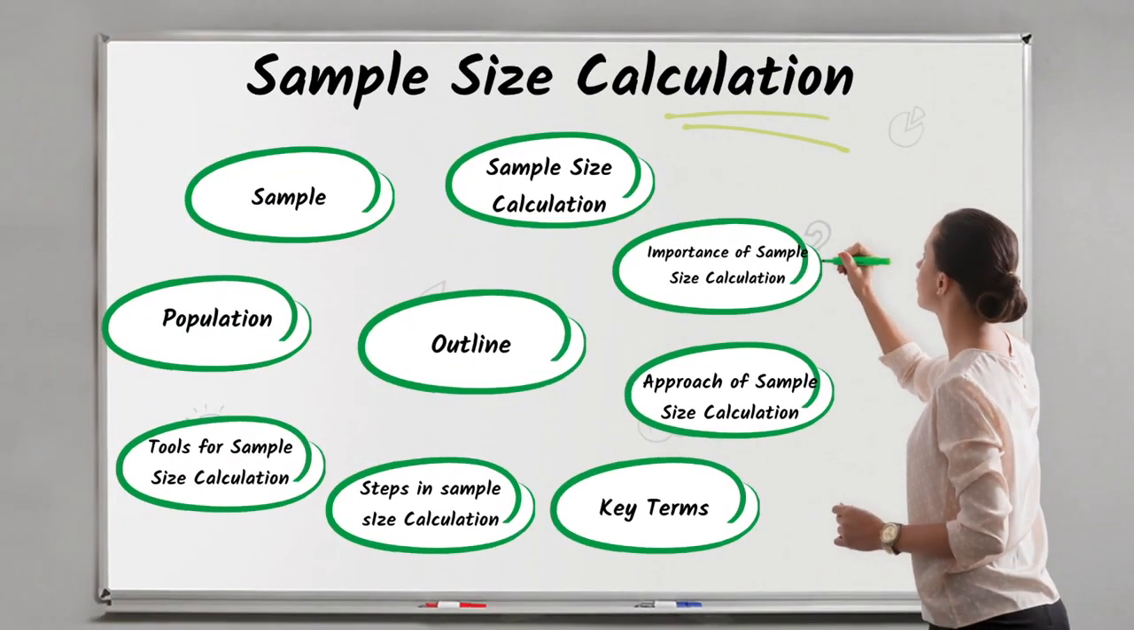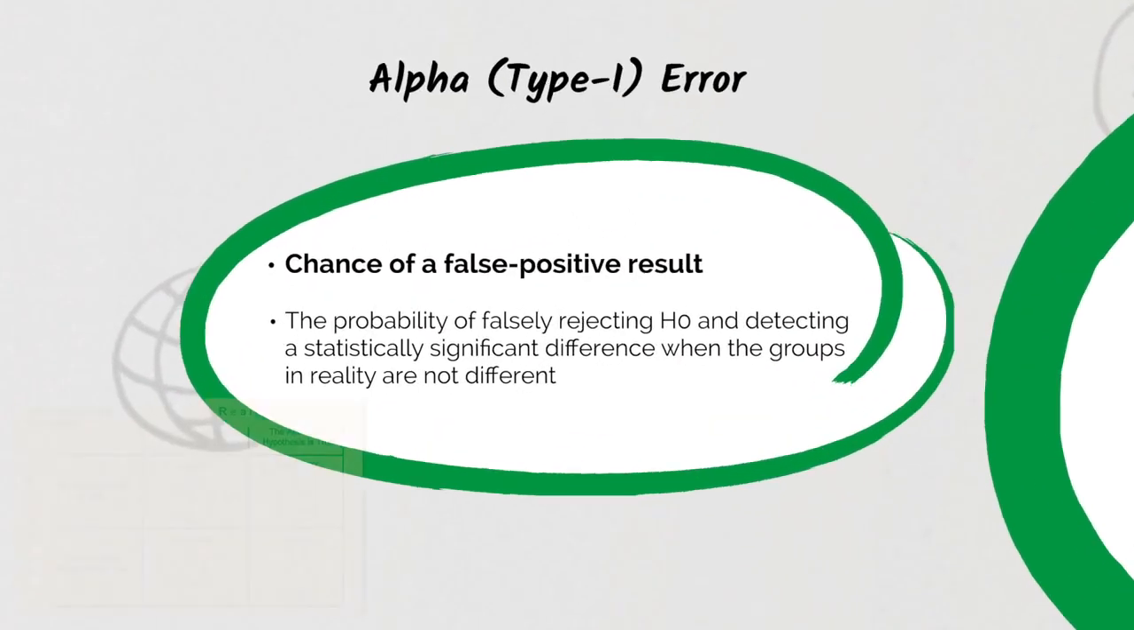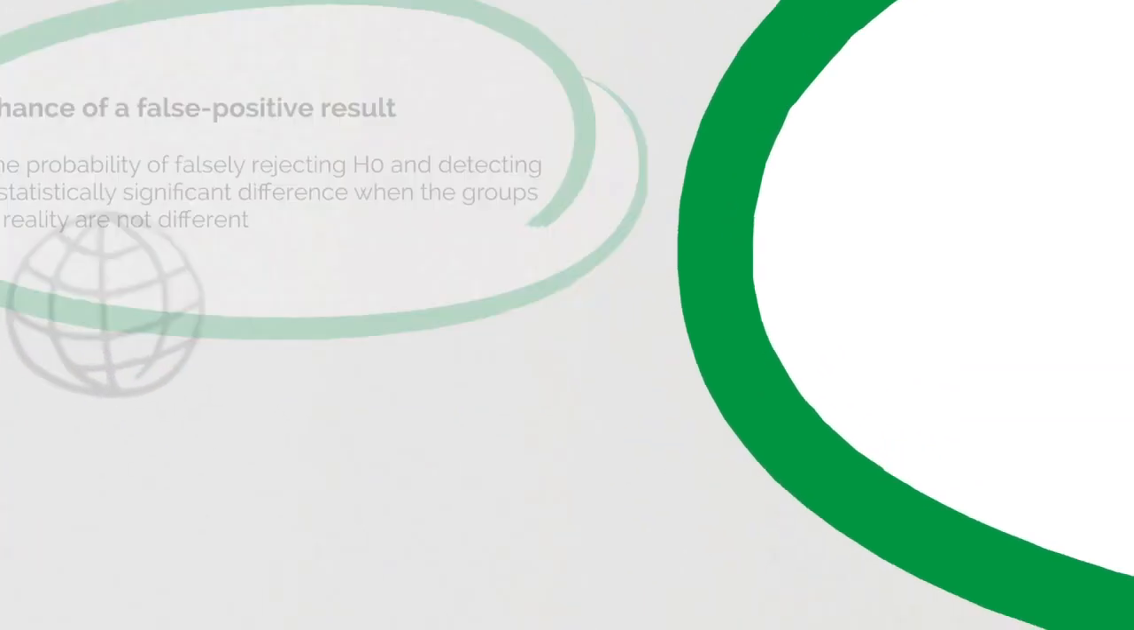Now it's time for key terms. Key terms that are helpful for sample size calculation are alpha error, beta error, power, and effect size. First, alpha error. It is also known as type 1 error. It is the probability of falsely rejecting the null hypothesis and detecting a statistically significant difference when the groups in reality are not different. It is the chance of a false positive result.